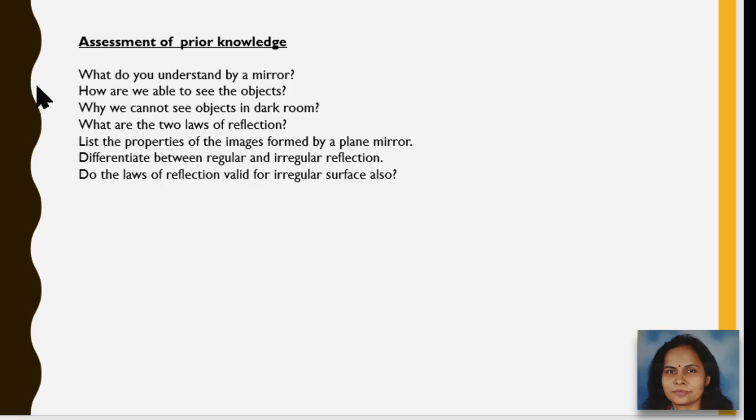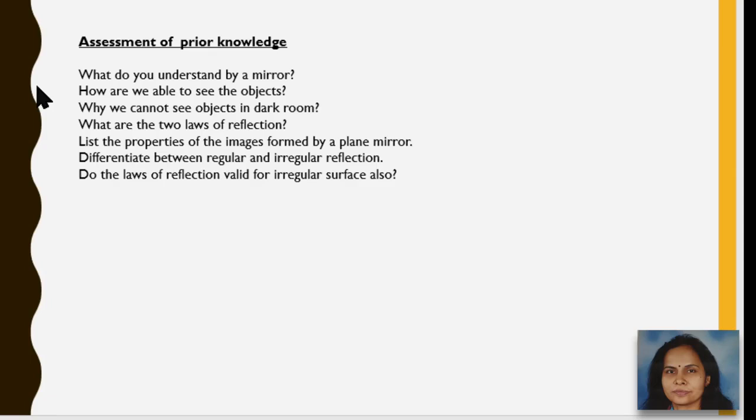So mirror is a highly polished, shiny surface on which most of the incident rays which fall on it will be reflected back into the same medium. This is the definition of the mirror. Next one is how we are able to see the objects.